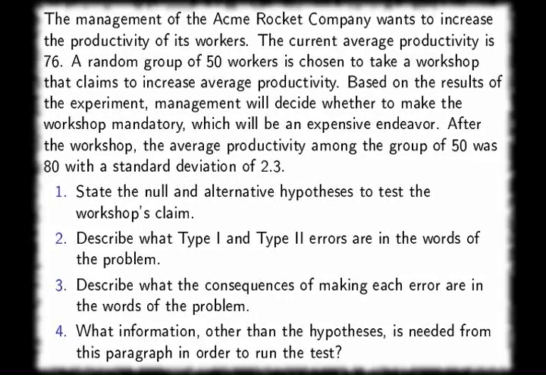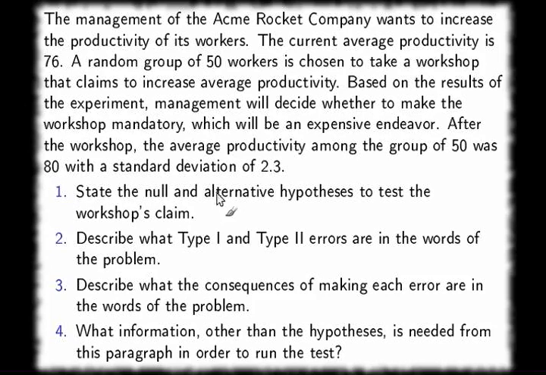The management of the Acme Rocket Company wants to increase the productivity of its workers. The current average productivity is 76. A random group of 50 workers is chosen to take a workshop that claims to increase average productivity. Based on the results of the experiment, management will decide whether to make the workshop mandatory, which will be an expensive endeavor. After the workshop, the average productivity among the group of 50 was 80, with a standard deviation of 2.3.